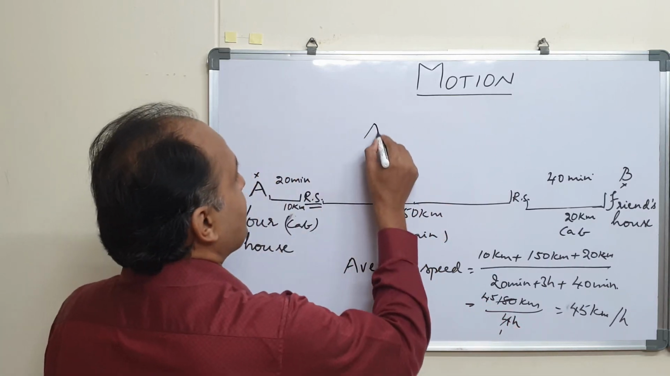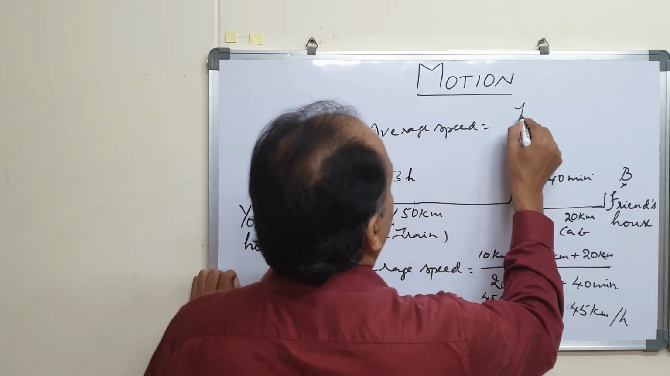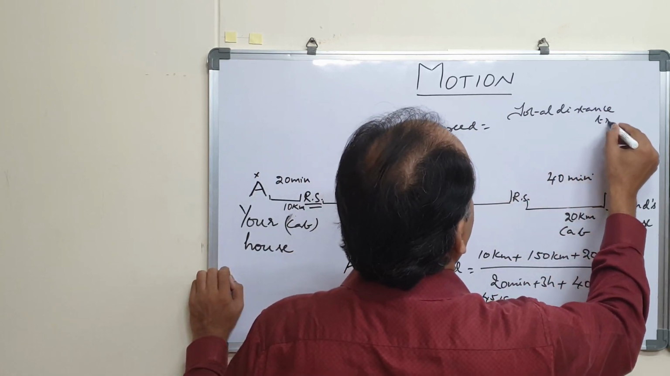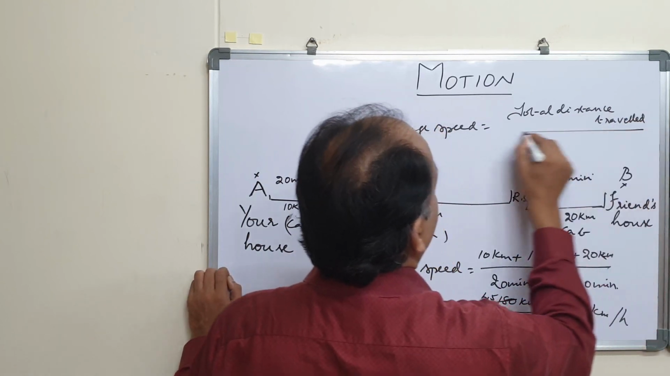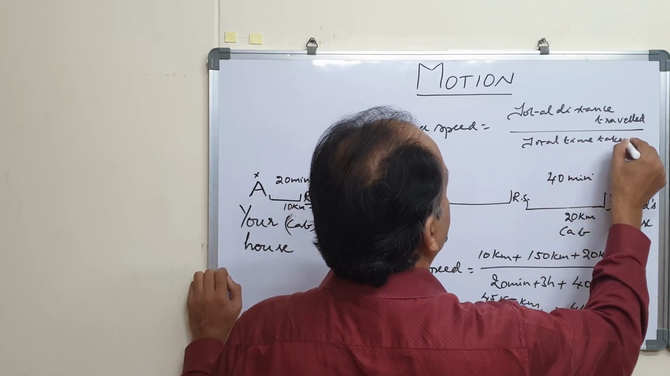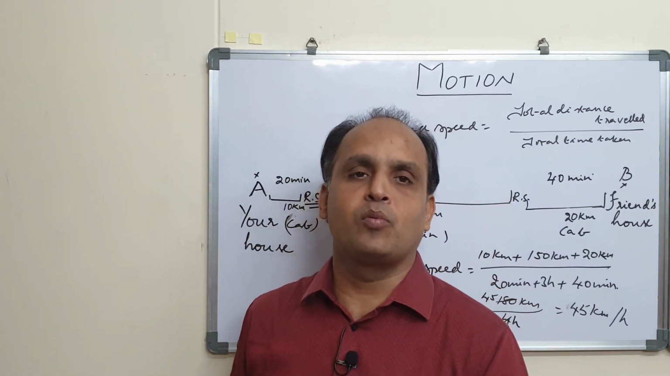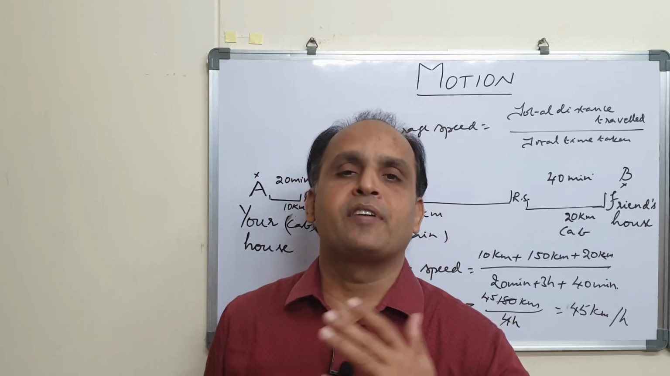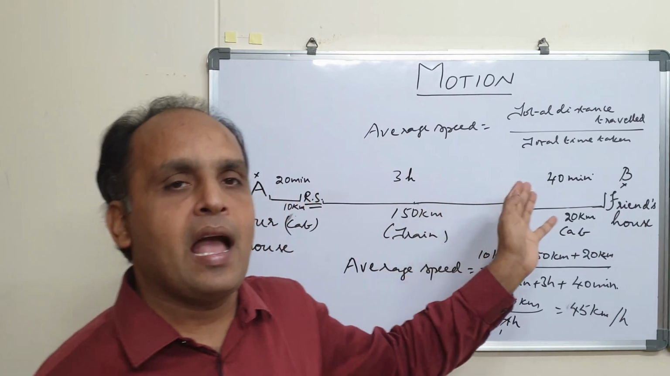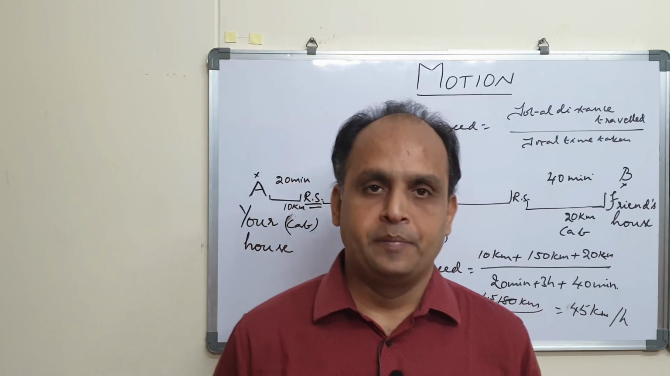So as I said, average speed is equal to total distance traveled by total time taken. So we evaluate this speed when the journey is done in different parts using different modes, taking different times, covering different distances. In that case, we actually calculate the average speed. So this is what we call average speed.